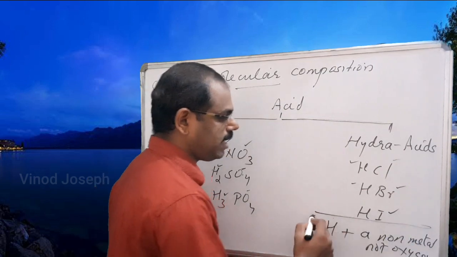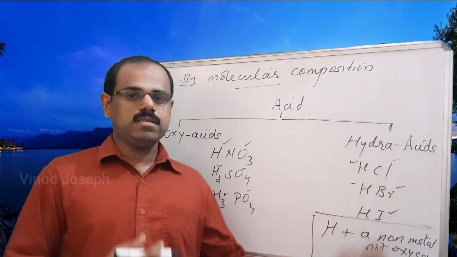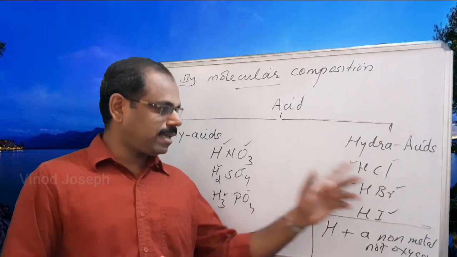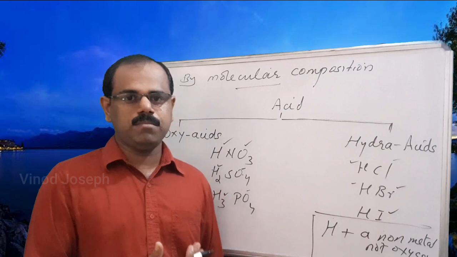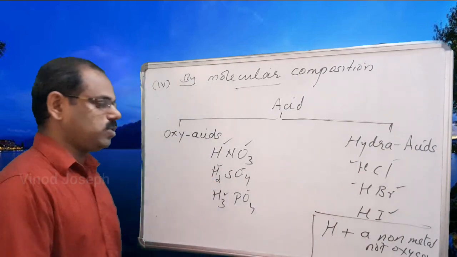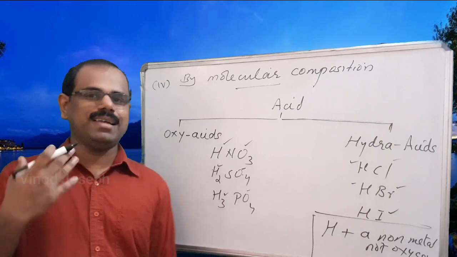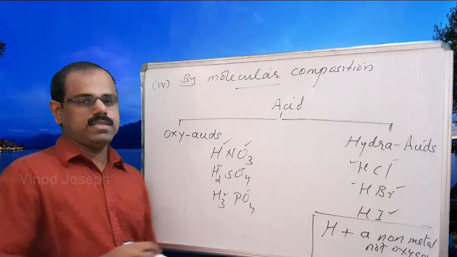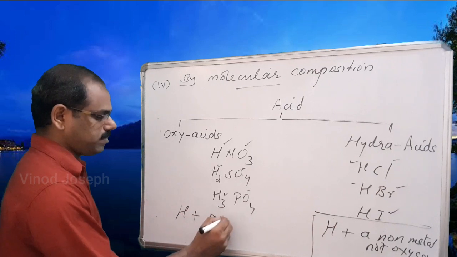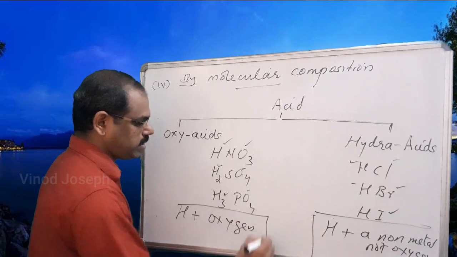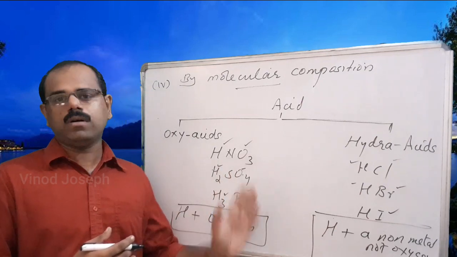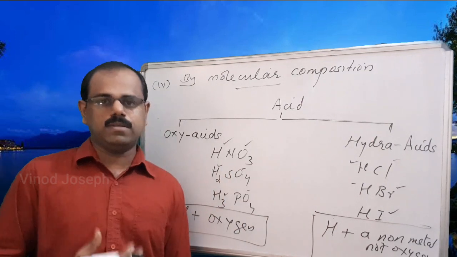So hydracid means what? The acid which consists of hydrogen as one of the elements, and the second element is not oxygen, but instead of oxygen any other element can be there. So hydrogen plus a non-metal other than oxygen. But an oxyacid means it is hydrogen plus oxygen. An oxyacid is an acid in which hydrogen and oxygen are the main constituents.